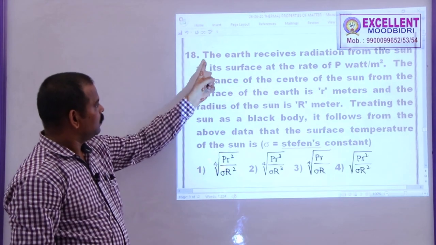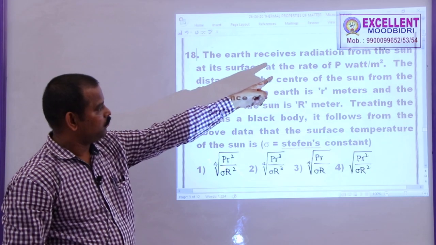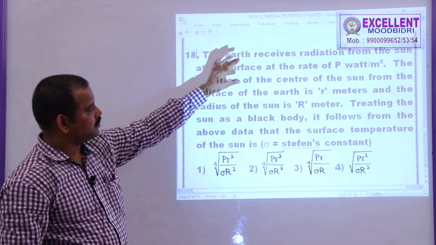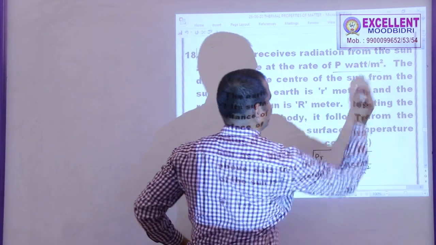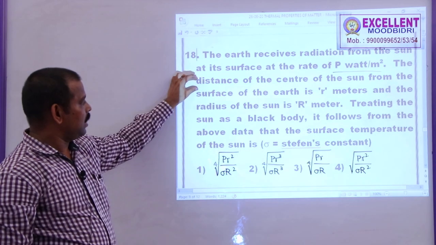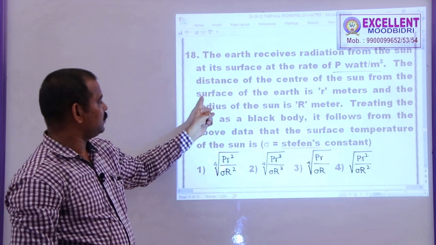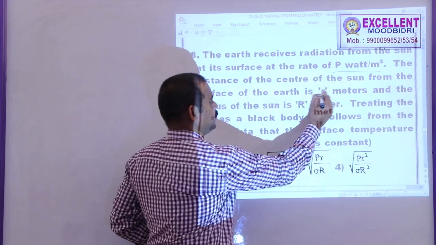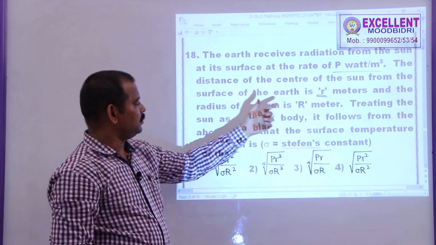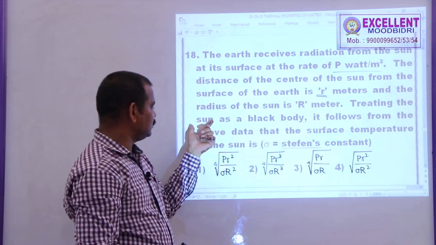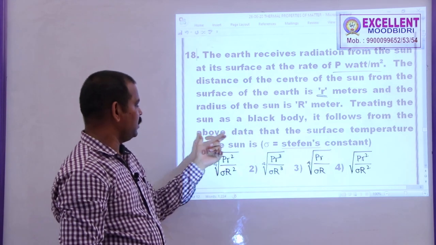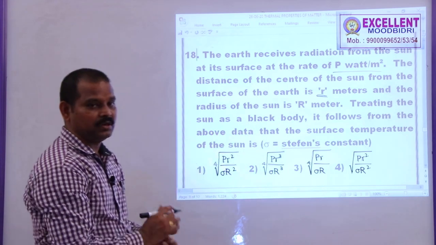18th one. The earth receives radiation from sun at its surface at the rate of p watt per meter square. The distance of the center of the sun from the surface of earth is given as r meters and the radius of earth is given as capital R meter. Treating the sun as a black body, it follows from the above data that surface temperature of the sun is dash.